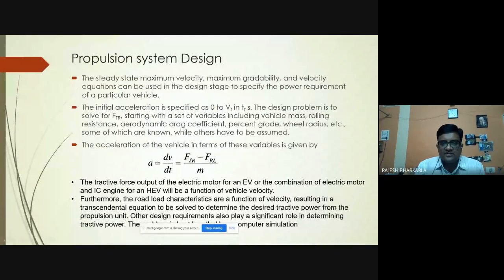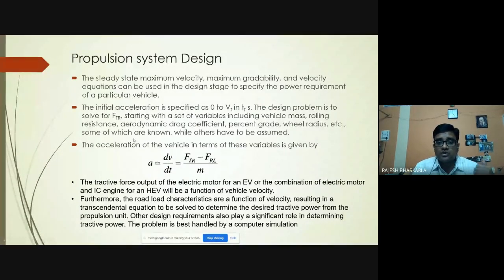This is the equation which we are using. Acceleration is nothing but FTR minus FRL by M. Right. Now if you go for a hybrid electric vehicle, in addition to these we require some more specifications. So why do we require them?